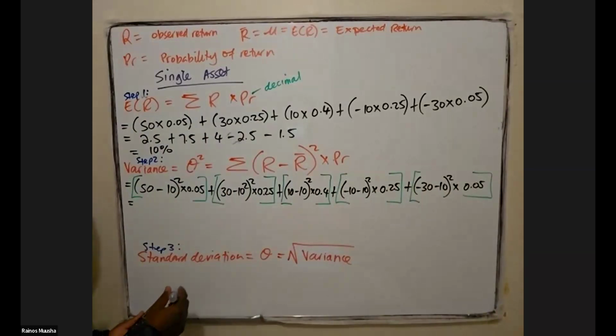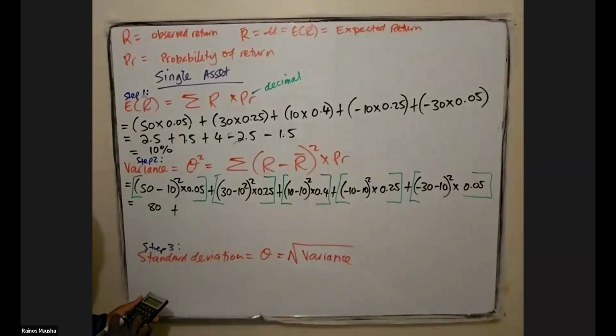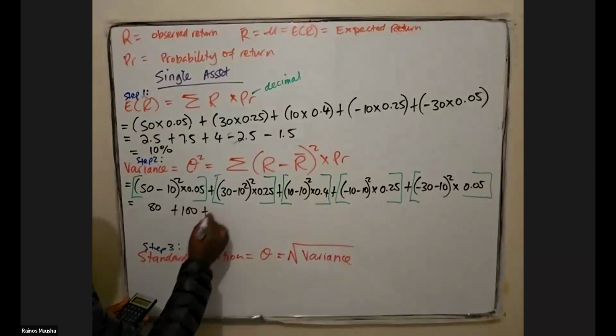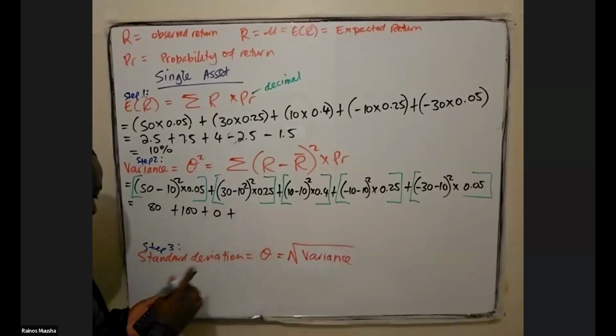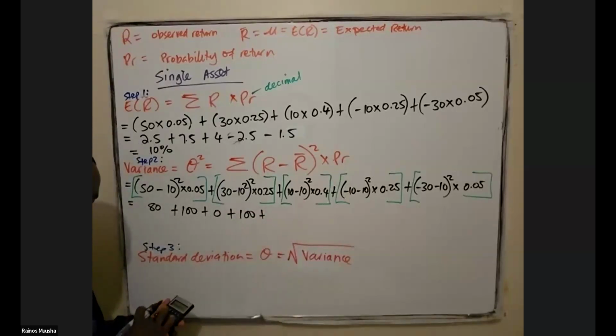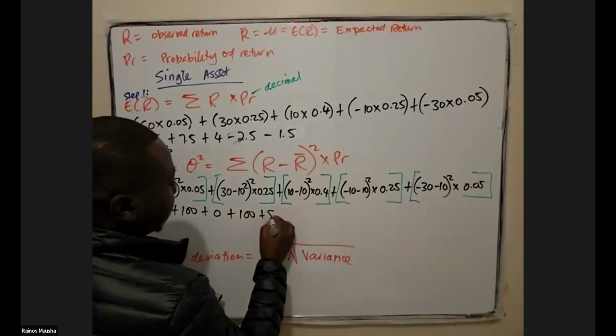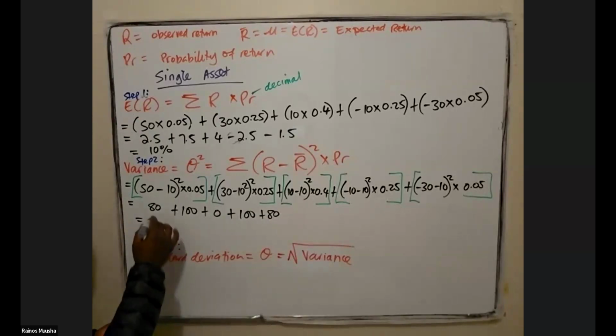Please cross-check your calculation. For the first calculation, you must be able to get 80 plus 100 plus 0 plus 100 plus 80. And if we add them up together, they should give you 360. Are we getting the same amount?